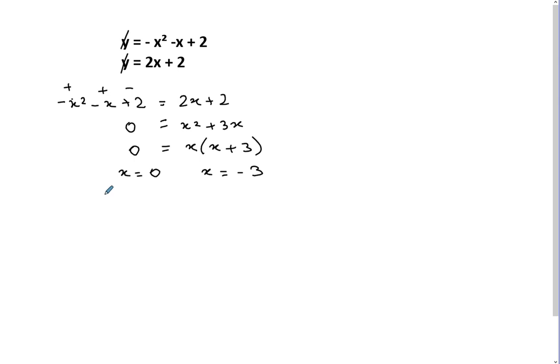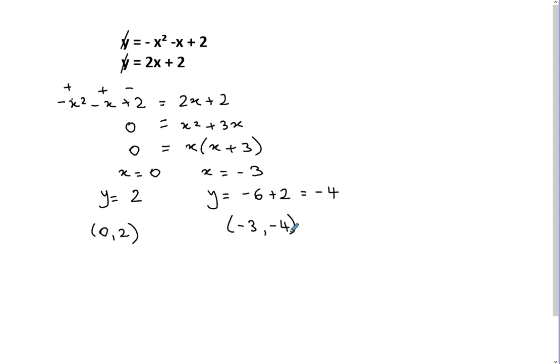If x equals 0, then y equals 2 times 0 is 0, plus 2 is 2. And if x equals minus 3, then 2 times minus 3 is minus 6 plus 2, which comes to minus 4. So your 2 points of intersection are (0, 2) or (minus 3, minus 4). Okay, that was all right.